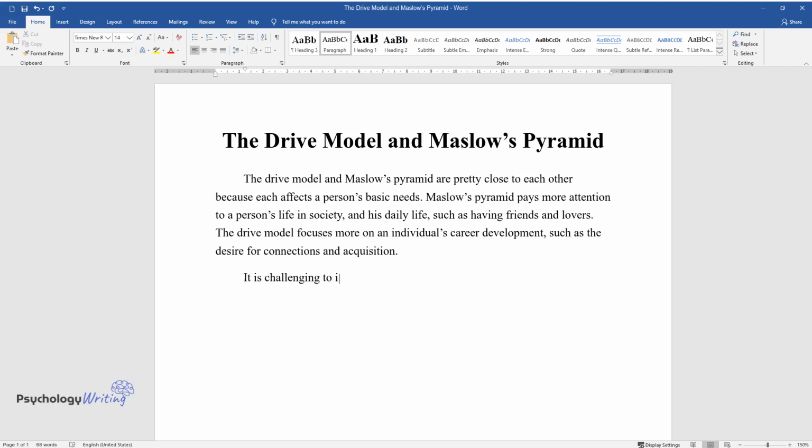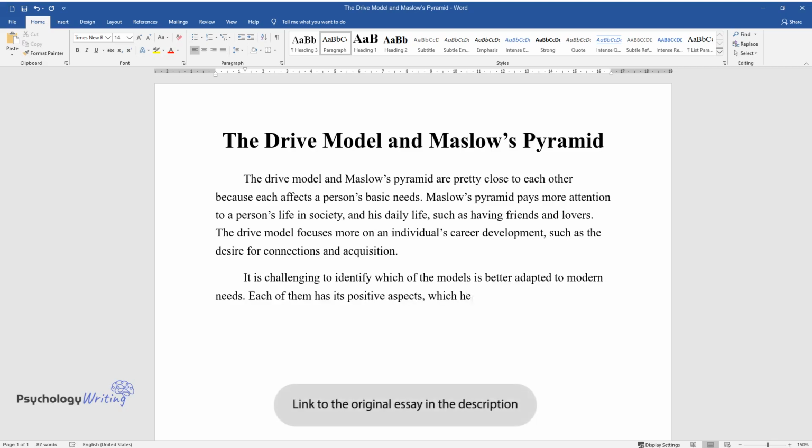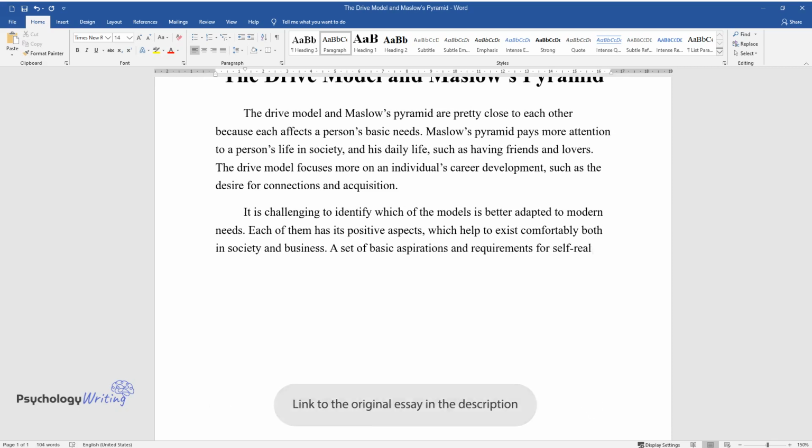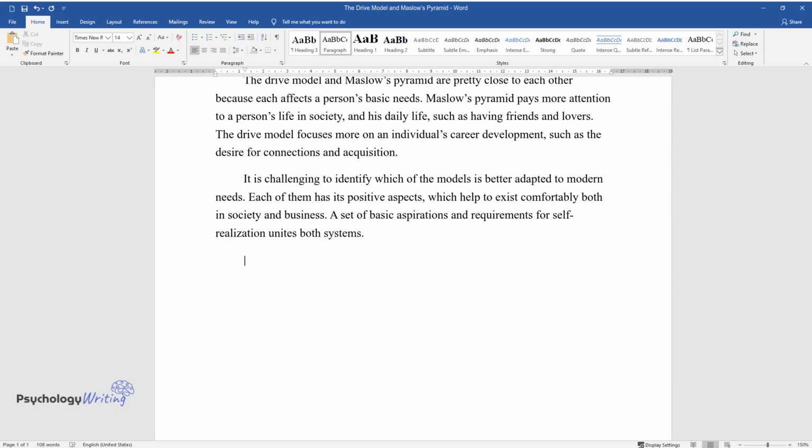It is challenging to identify which of the models is better adapted to modern needs. Each of them has its positive aspects, which help to exist comfortably both in society and business. A set of basic aspirations and requirements for self-realization unites both systems.